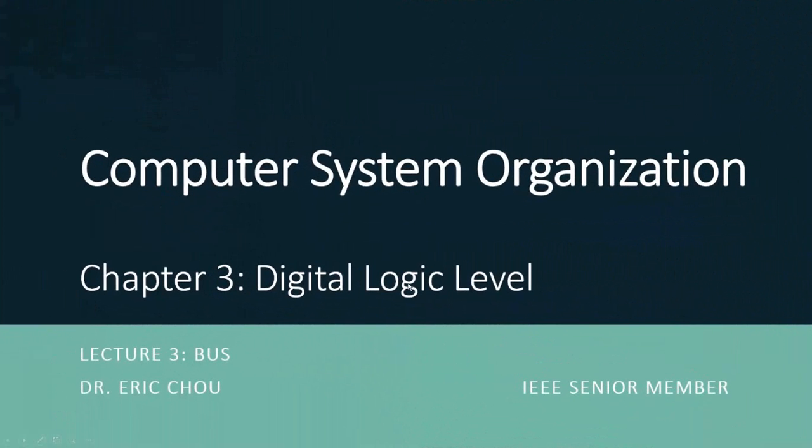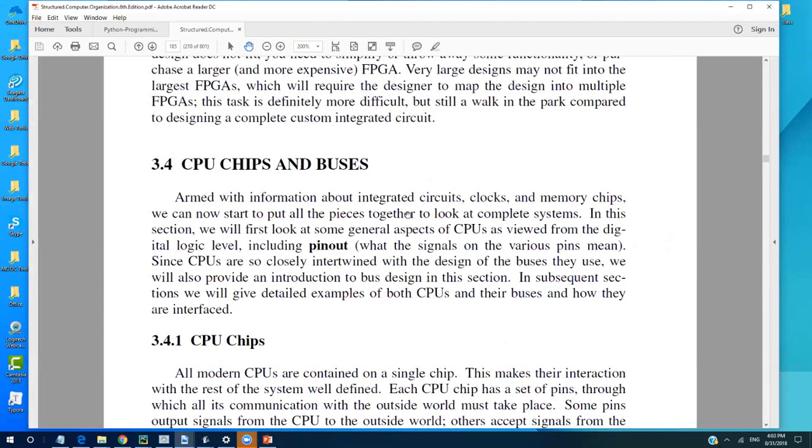Chapter 3, Digital Logical Level, Lecture 3, BUS, Computer System Organization. Today, we are going to continue our talk about Chapter 3, the logic design. So it's actually the logic design level. But here, we are starting to talk about the CPU chip.